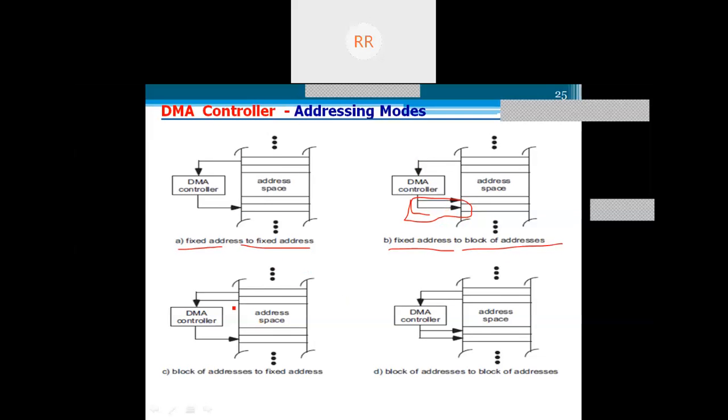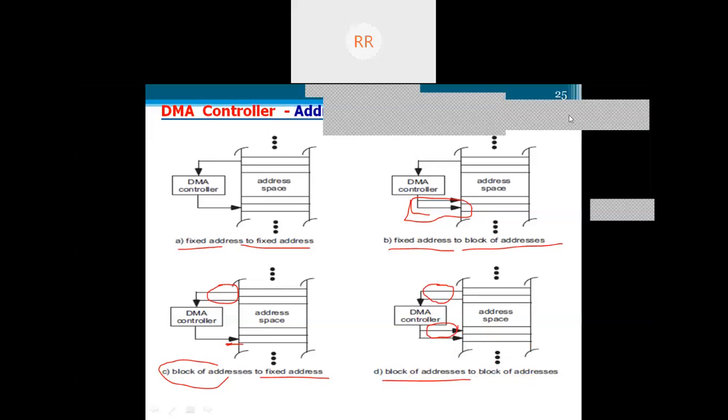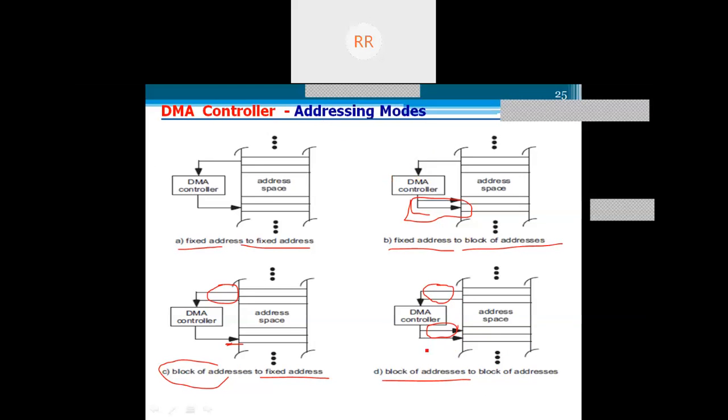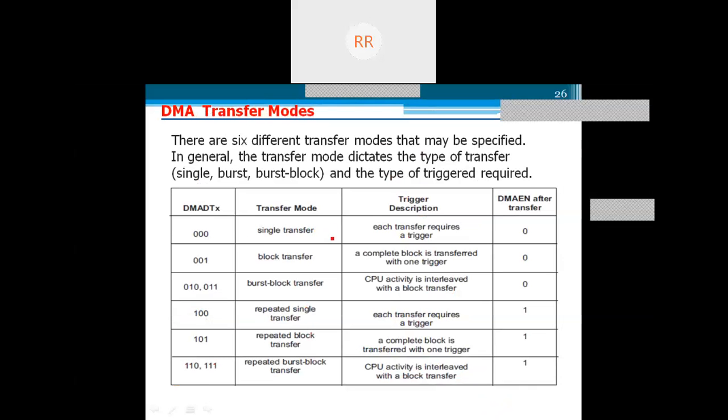So these are the memory location addresses. Here from a block of addresses, you'll see more than one address location you're transmitting through the DMA controller to the single, that is, fixed address. Here, from a block of input addresses to a block of output addresses. So block of addresses to block of addresses. Like that, different addressing modes are there for transmission of data using the DMA controller from one peripheral device to another.